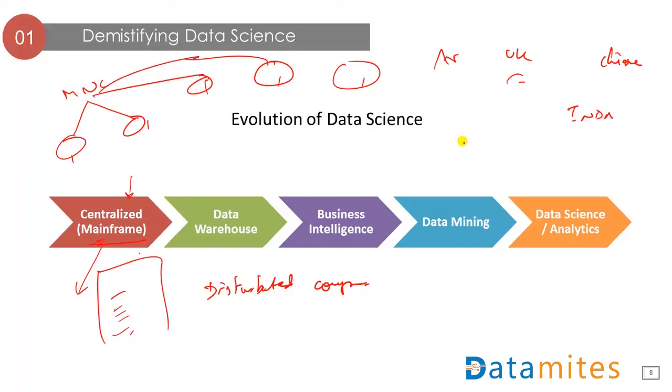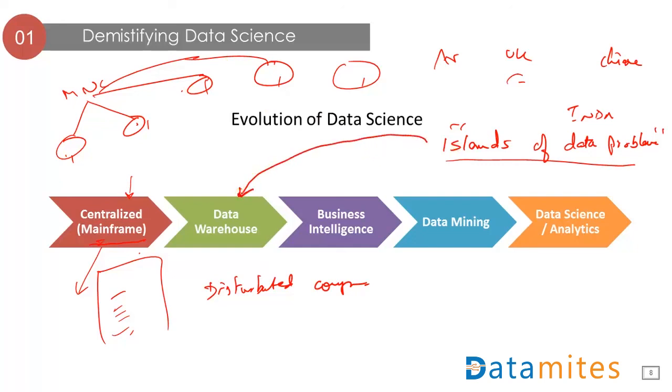And this problem, we call it the islands of data problem. So when we moved into distributed computing, the islands of data problem, where your data is in different locations, became very prominent. And that actually led to the concept of the data warehouse. It's early 1990s. So we conceptualized the data warehouse.